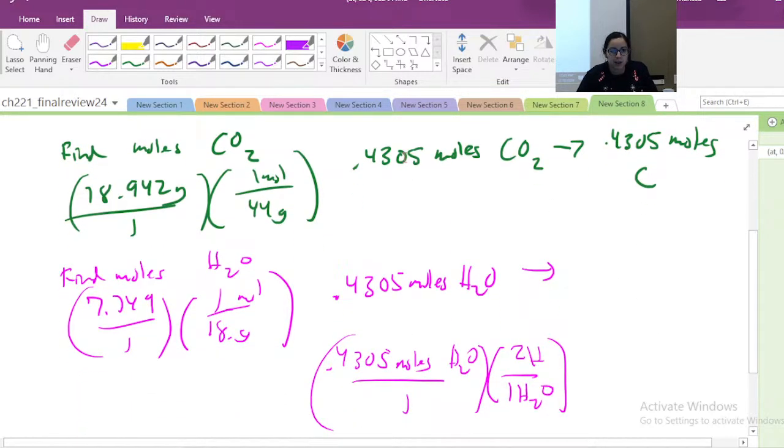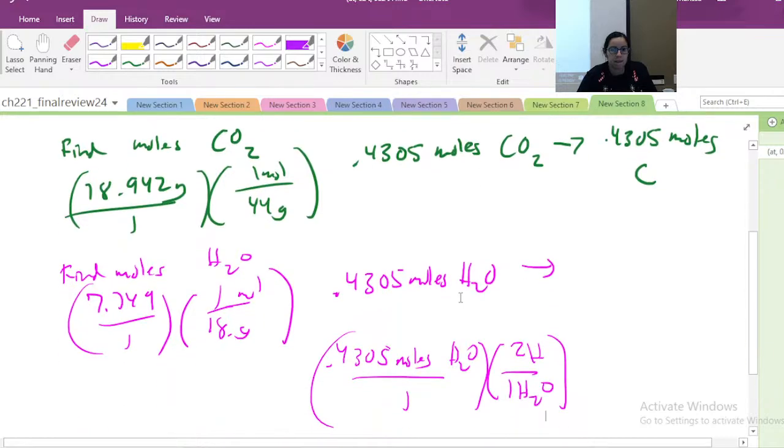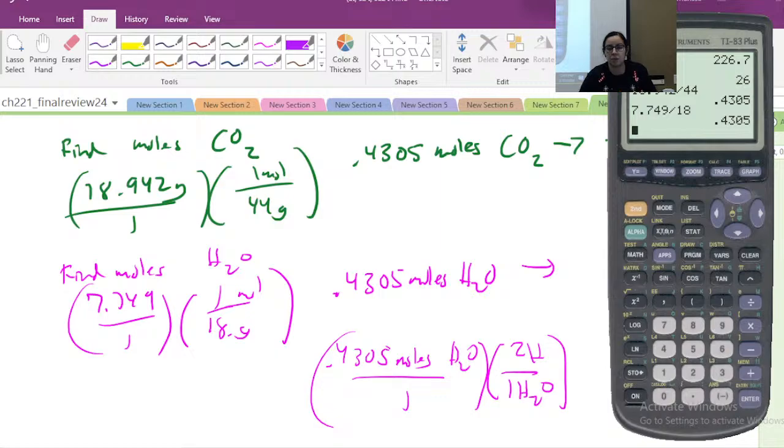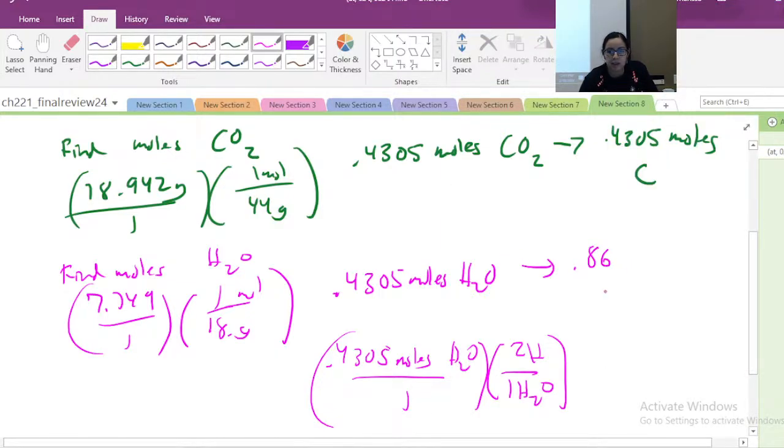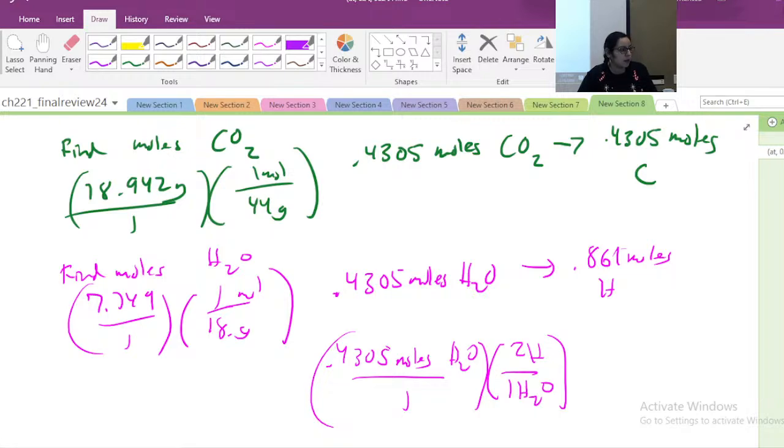It just so happens that it's the same amount, and it's okay that they're equal. Then we want to multiply by 2. So we have 0.861 moles of hydrogen. And so where do we go from here? What do we have to calculate next?